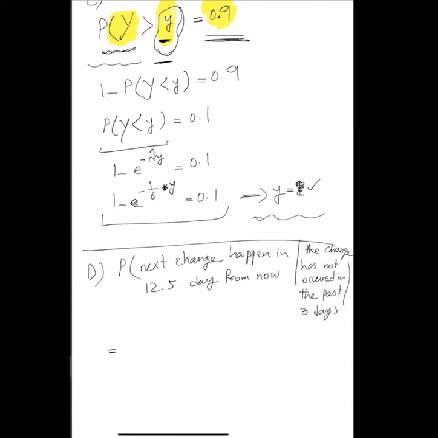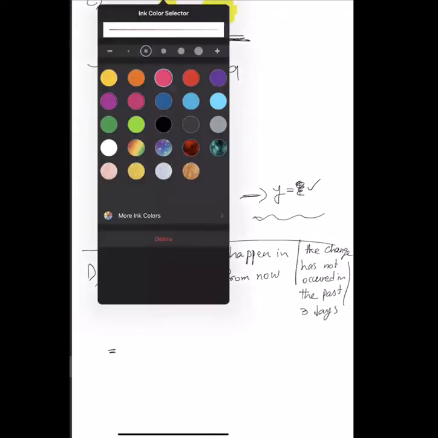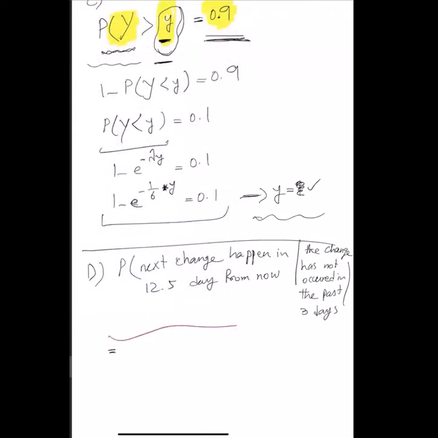So if we know that no change has happened in the past 3 days, what is the chance that it takes another 12 and a half days till the next change happens? That takes us back to the memoryless property of the exponential random variable, which was your last video.